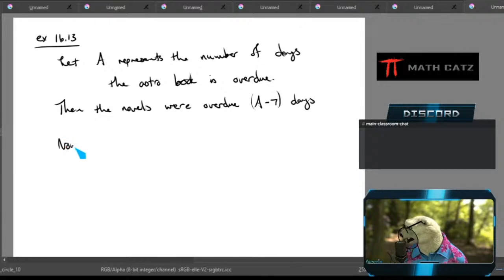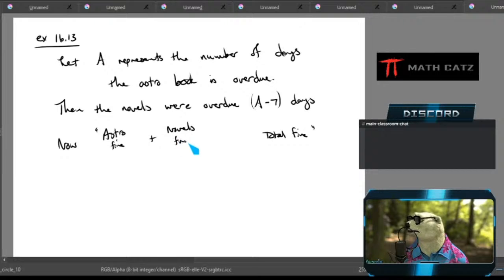So now I want to make a plan for my translation, my equation, and it's going to be the total fine. It's going to be the total fine for the astronomy book, astro fine, let's say, plus the fine for all the novels, and that's going to give me my total fine, of course. So it's 10 cents per book per day, but there's only one astronomy book. So let's just do the right-hand side first. The right-hand side is going to be $8.70.